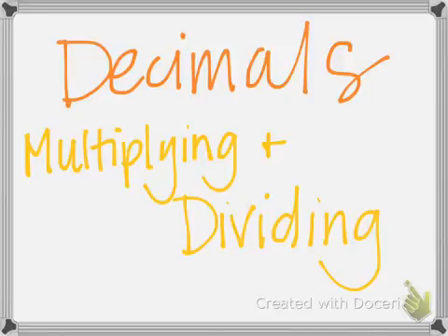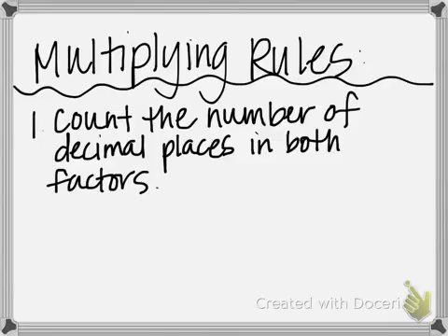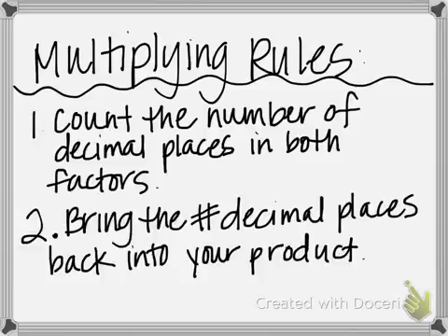Today's video is about multiplying and dividing decimals. Let's start with the multiplying rules. Step 1 is to count the number of decimal places in both factors. And step 2 is, after you've multiplied, to bring the number of decimal places back into your product. Let's model what this looks like.